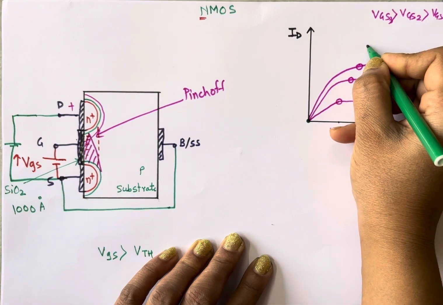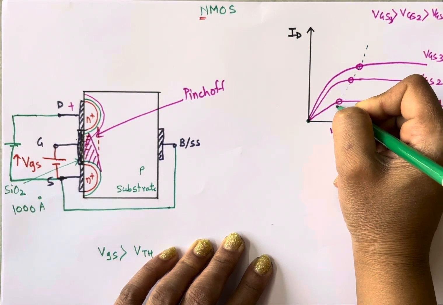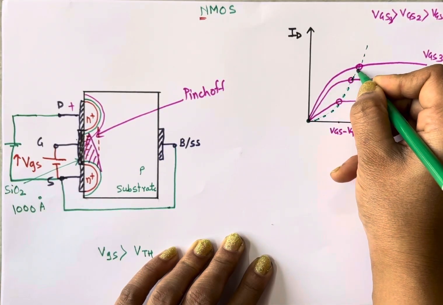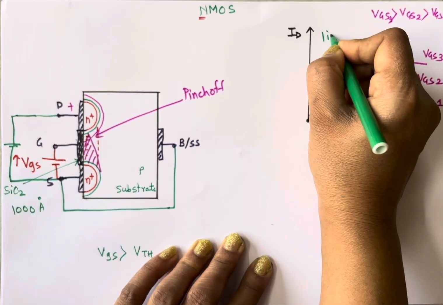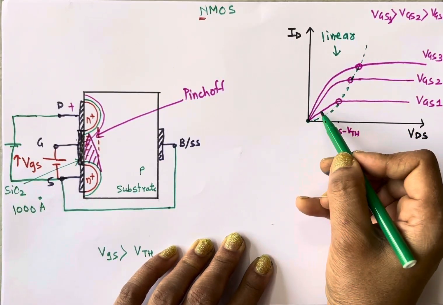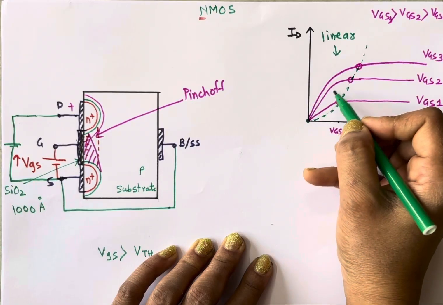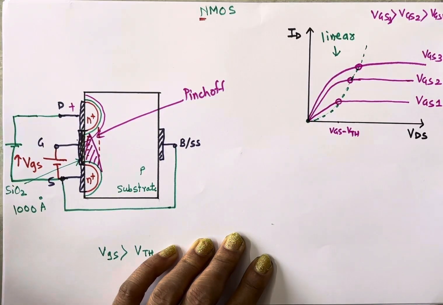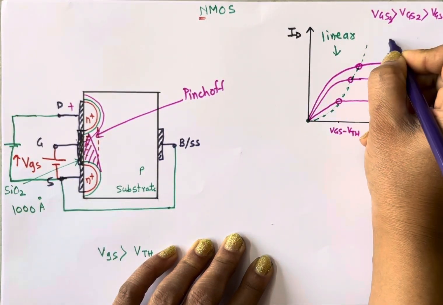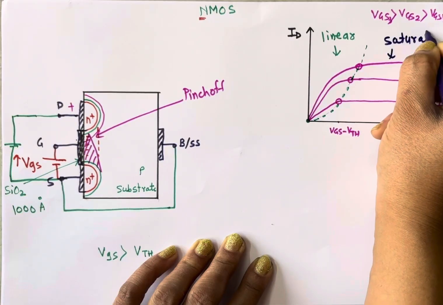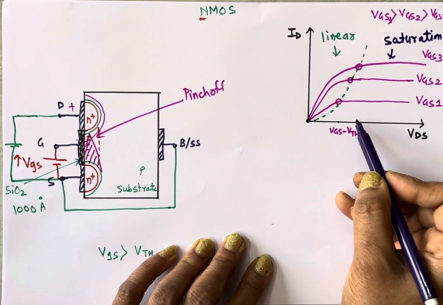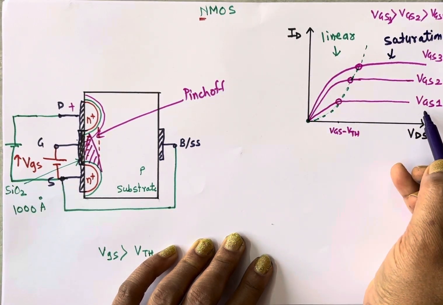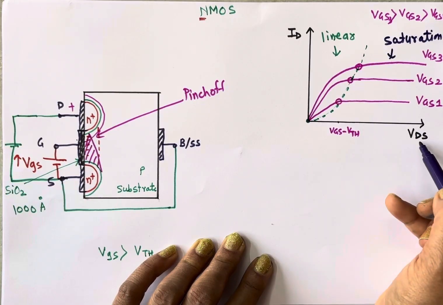This region is called the linear region, where current increases continuously, and the region where current is constant is called the saturation region. This is our saturation region. So here you can see, even if VDS increases, the drain current remains constant. So here current is independent of VDS.